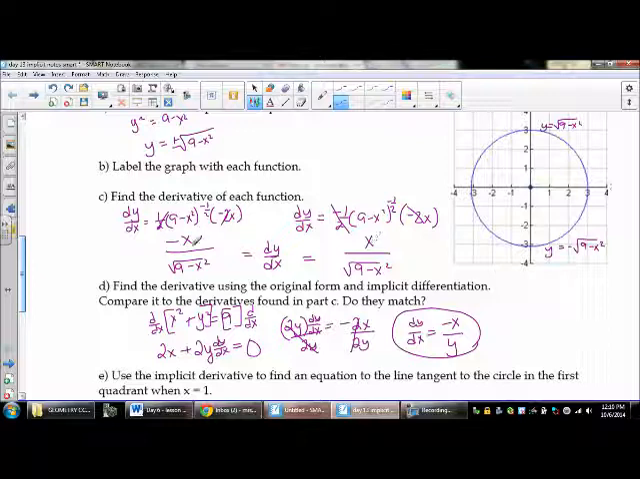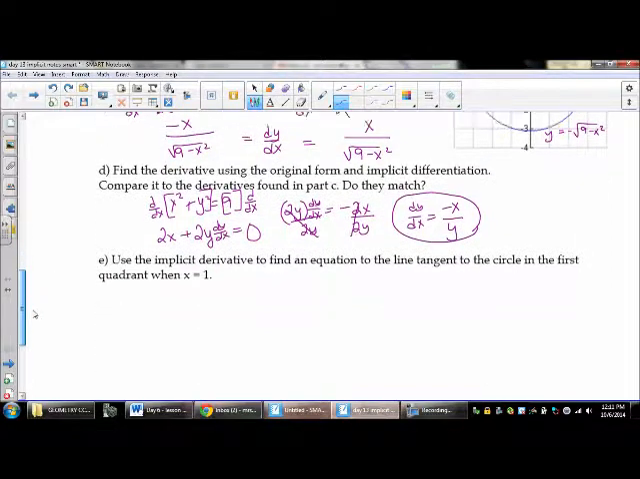Because this says negative x over the square root of 9 minus x squared. And look, y is the square root of 9 minus x squared, so I have negative x over y. Now this plus or minus is taken care of with the fact that depending on if y is positive or negative, I will get that plus or minus in this fraction.